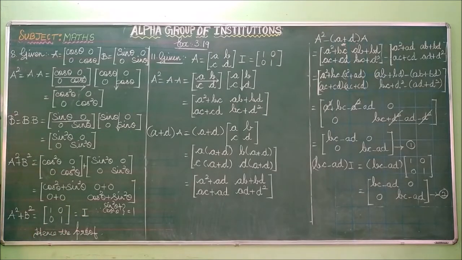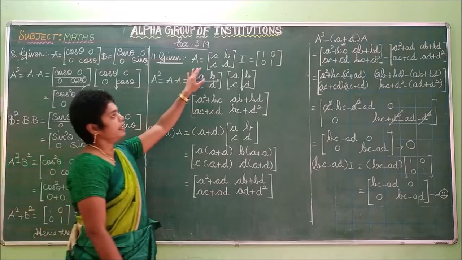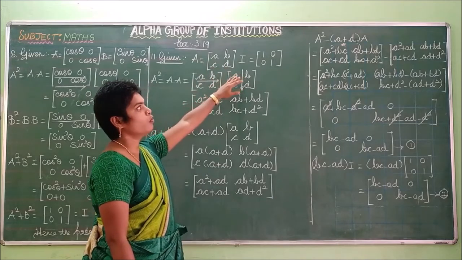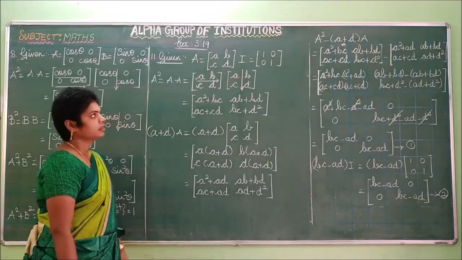Then listen to the 11th problem. What is our 11th problem? If A is equal to [a b; c d] and I is equal to 1 0 0 1, show that A squared minus (A plus D) into A is equal to (BC minus AD) I2. I2 is our matrix of order 2 cross 2. Now take the given A, which is equal to [a b; c d], and I, which is equal to 1 0 0 1.